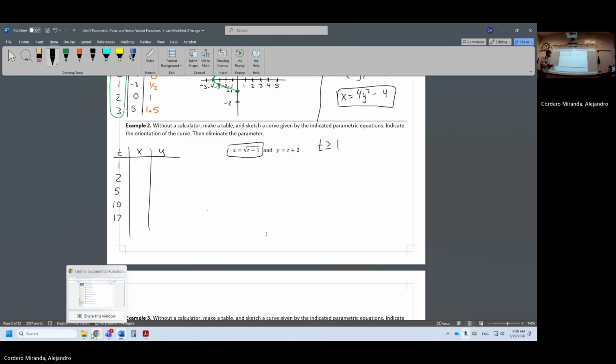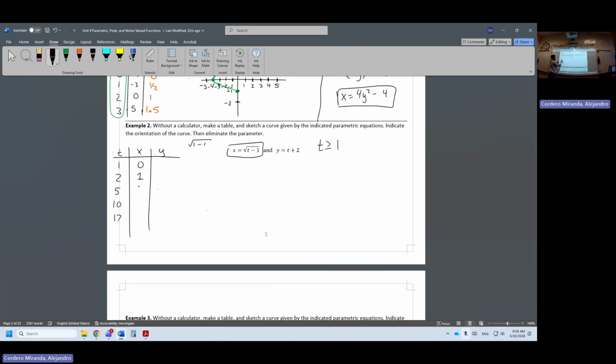Let's do that later. Okay, now I'm just plugging these t's in. So 1, well, square root of 1 minus 1 again. All I'm doing is I'm taking these values, plugging them into each function. 1 minus 1 is 0, so square root of that is 0. 2 minus 1 is 1, square root of that is 1. 5 minus 1 is 4, square root of that is 2, etc. I think you guys can do the rest. And then for y would be 3, 4, 7, 12, 17. Okay.